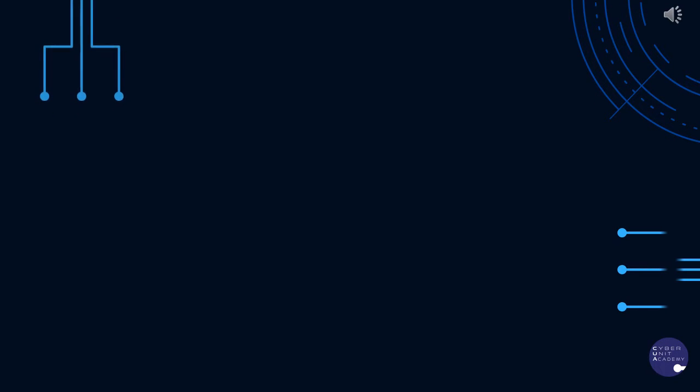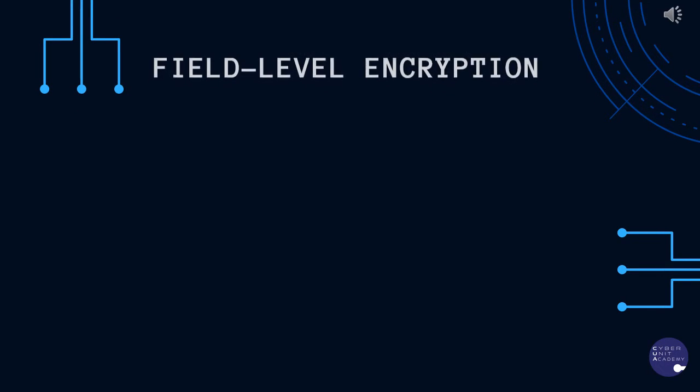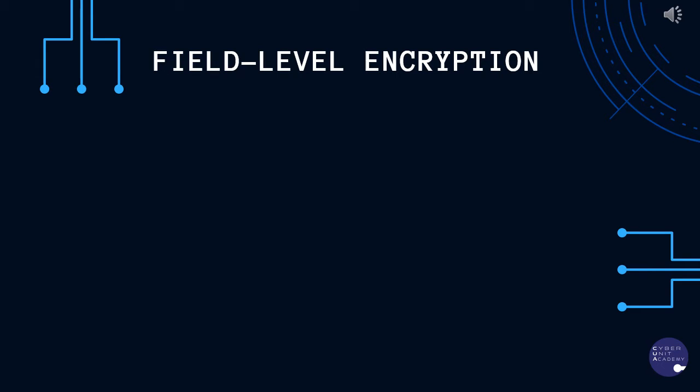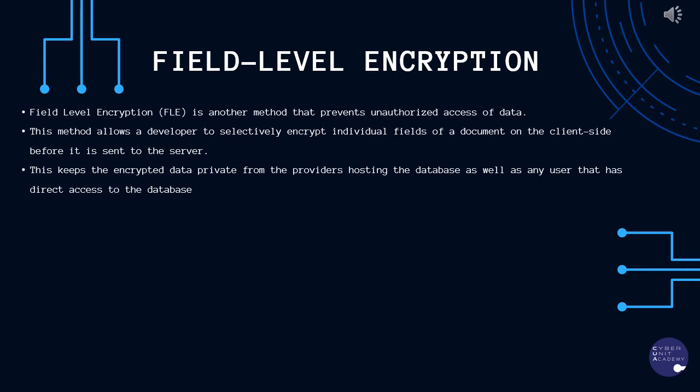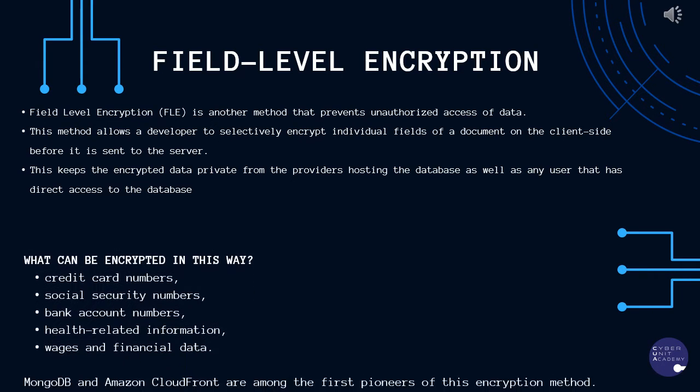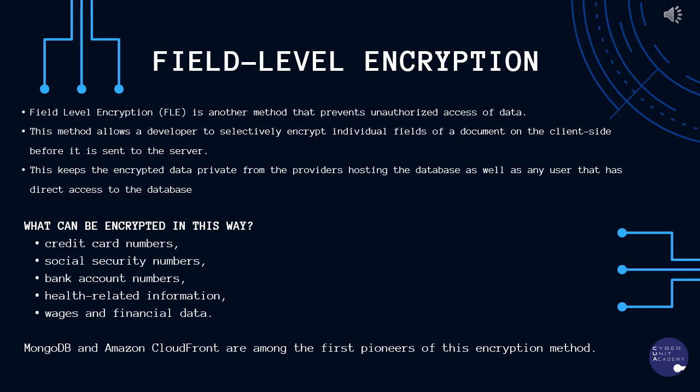The third model of encryption, which we will briefly cover, is field-level encryption. It is the ability to encrypt data in specific data fields, but what is crucial is that it takes place before it is sent to the server. There are many examples of fields that can be encrypted using field-level encryption.